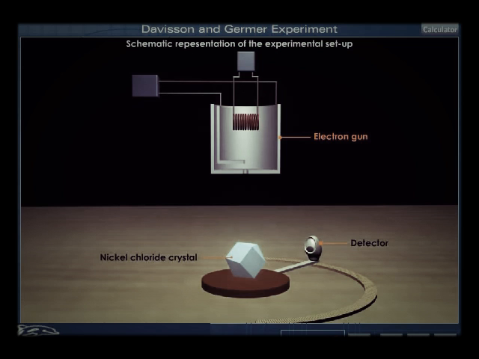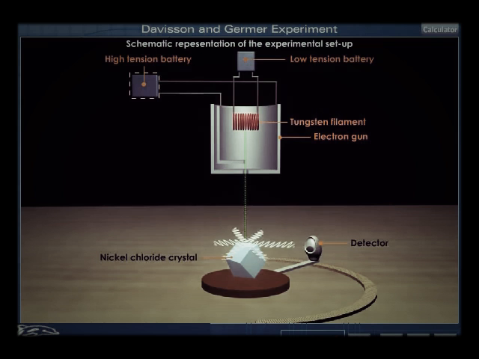The electron gun used by them consisted of a tungsten filament, F, and high and low tension batteries. The low tension battery was used to heat the filament. The red hot filament produced an electron beam. A high tension battery was provided to accelerate the electron beam.